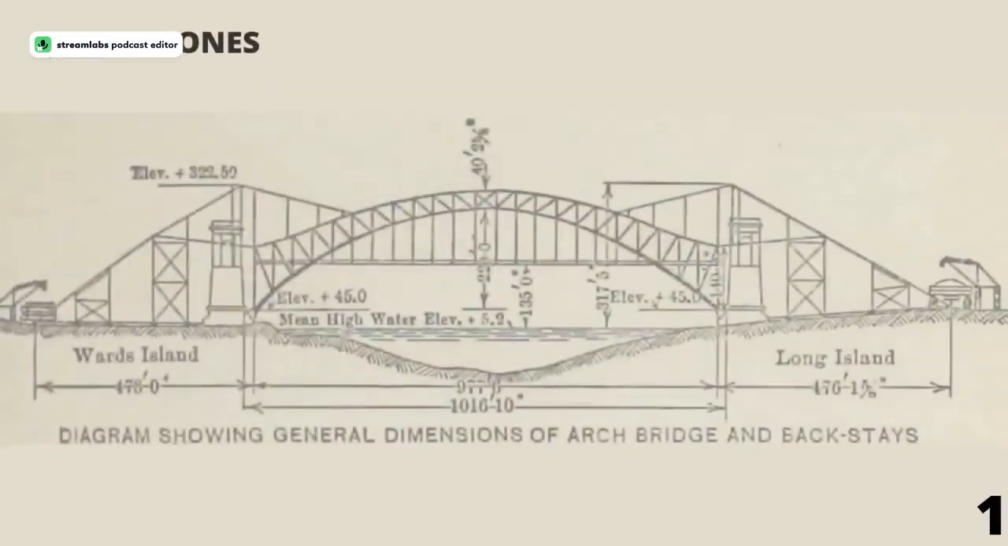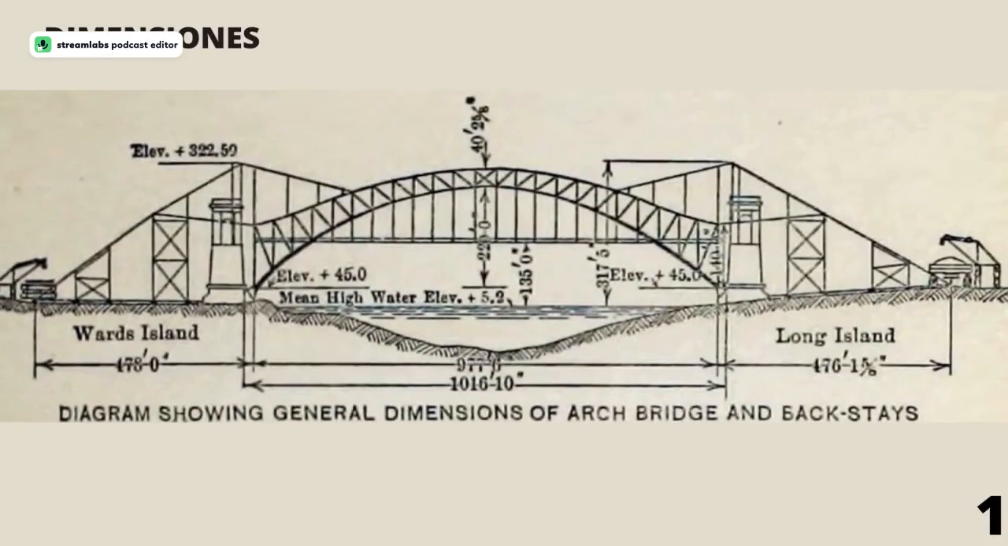The main arch of the bridge has a distance between the towers of approximately 301 meters. This makes it one of the longest suspension bridges in the United States. The towers have a height of approximately 103 meters from the base to the top. The height of the bridge over Hellgate Strait and the East River is approximately 56 meters.